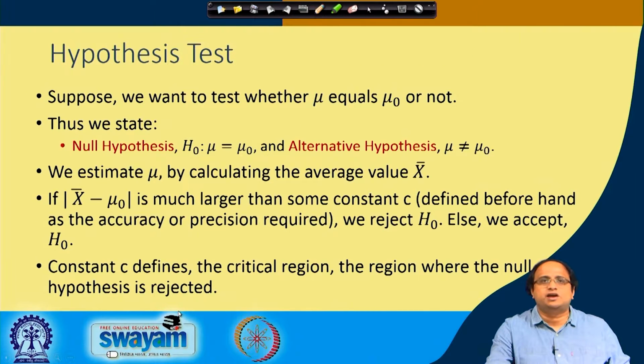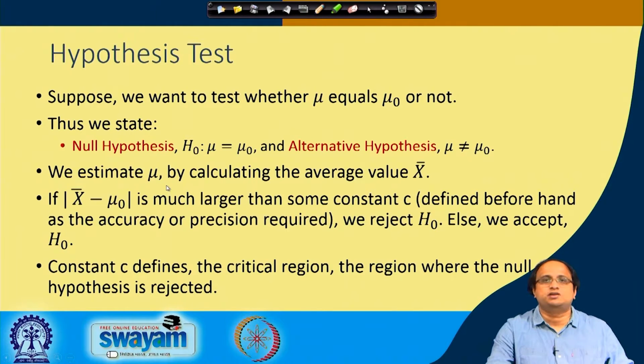So, once we have derived this confidence interval, we are all set to understand what hypothesis testing is. As I said, if you want to test whether mu is equal to mu naught or mu is not equal to mu naught, you state two hypotheses. The null hypothesis is that mu is equal to mu naught, and the alternative hypothesis, or H1, is that mu is not equal to mu naught.